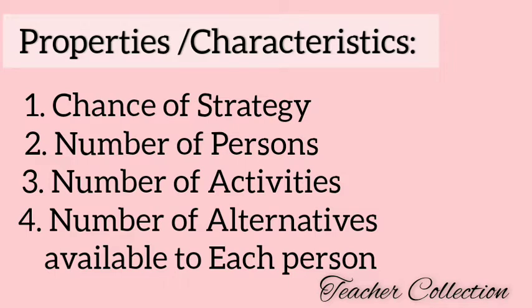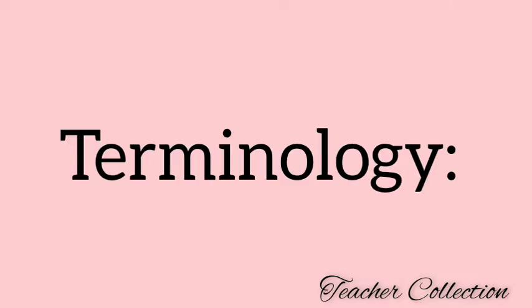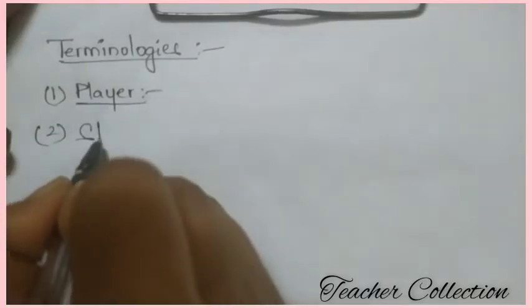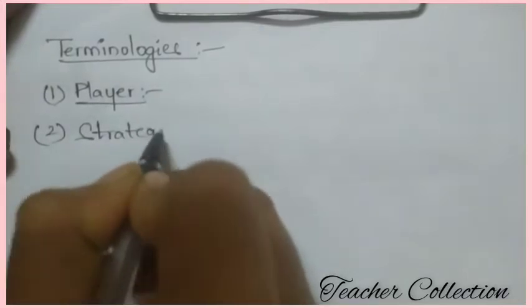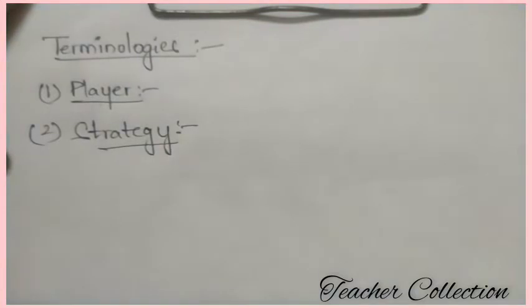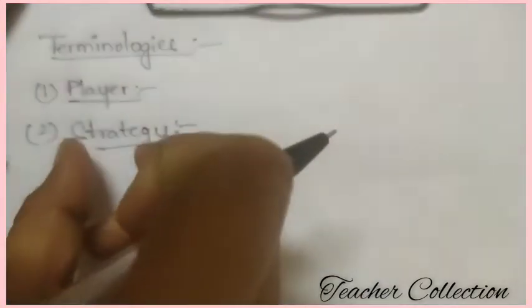Now we are going to learn terms and terminology used in this game theory. It is important, listen carefully. First one, player. Each participant is called a player. Second one is strategy. Strategy is a course of action taken by a player.